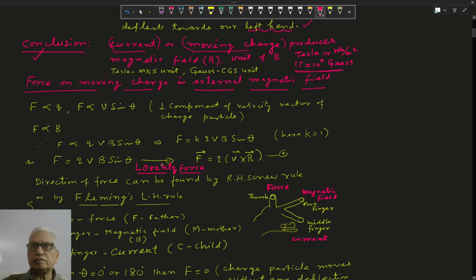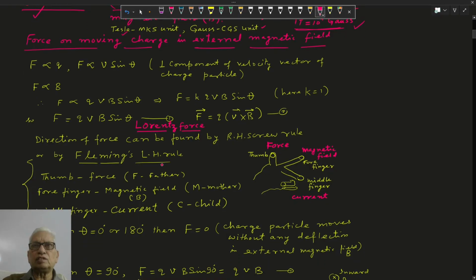The unit of magnetic field is the Tesla in the Ampere system and the Gauss in the CGS system. The relation between the Tesla and the Gauss: 1 Tesla is equal to 10^4 Gauss. Now, force on a moving charge in an external magnetic field. One magnetic field is the external magnetic field, and one is produced by the moving charge. Because of the interaction between the two magnetic fields, a force acts on this moving charge.